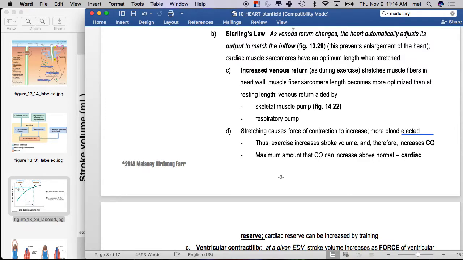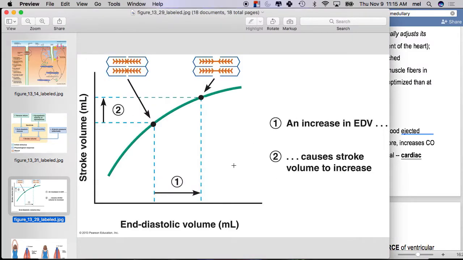Okay? So this is increased venous return, like when you're exercising. When you are exercising, your heart actually has better stroke volume because of this. It stretches the muscle fibers in the heart wall, and the muscle fiber sarcomere length is more optimal than at rest. And this venous return, let's talk about how you actually get this venous return. So this is something that conceptually is a little confusing to people.